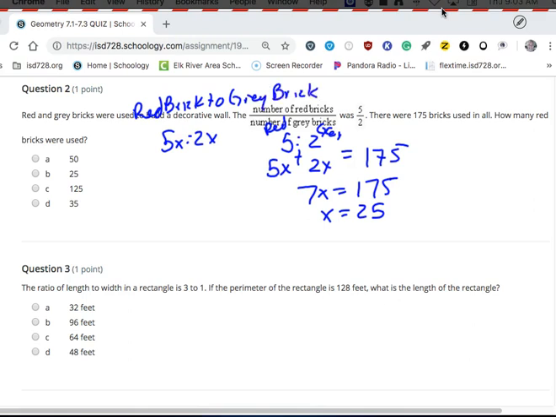Now, because that was the ratio, I've got to keep in mind that I'm just going to be plugging that 25 in for my red brick. Okay, so there were 175 bricks used in all. How many red bricks were used? And there were 5 times 25 red bricks used, which is 125 total.